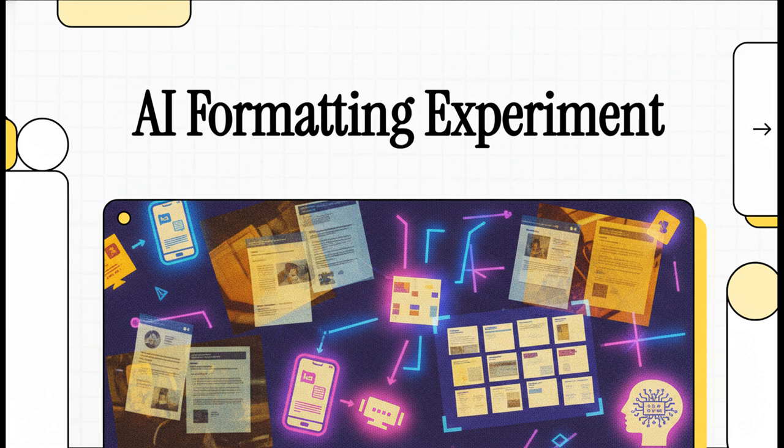In today's explainer, we're looking at a fascinating, real-world experiment from a creator who faced this exact frustration. They decided to put artificial intelligence to the test to see if it could actually solve the mess. We're going to explore how 3 major AI tools handled the seemingly simple, but honestly incredibly frustrating everyday task. So let's get into it.